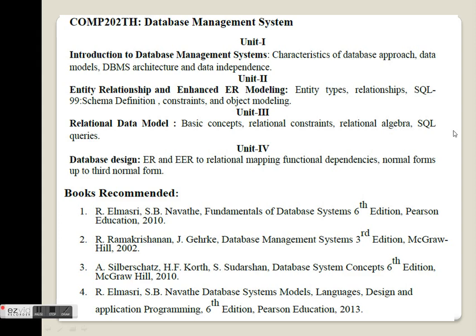Unit 4 is about the database design. In this unit we will learn about the relational mapping, functional dependencies on ER and EER models, and after that we will discuss the normal forms from first normal form to the third normal form.